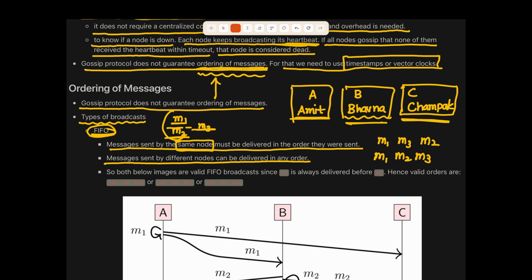Basically Amit is sending M1 and M3 and Bhavna is sending M2. Now you see M1 is always coming before M3, and that's the guarantee provided by FIFO broadcast. So the below image is a valid FIFO broadcast since M1 is always delivered before M3.